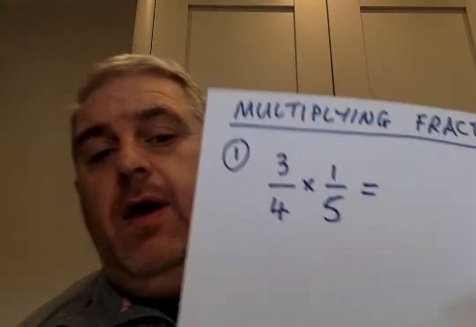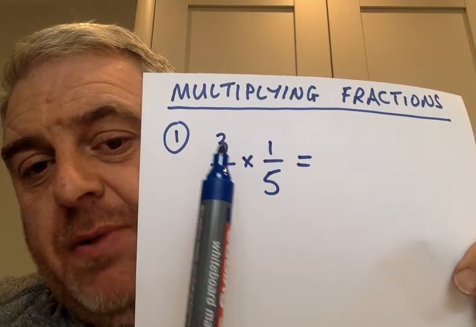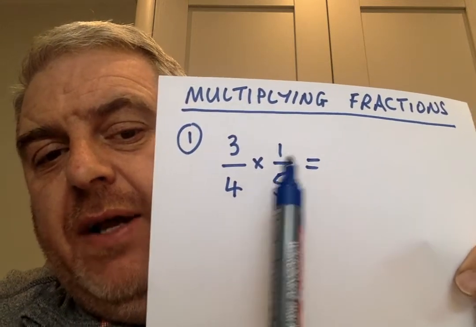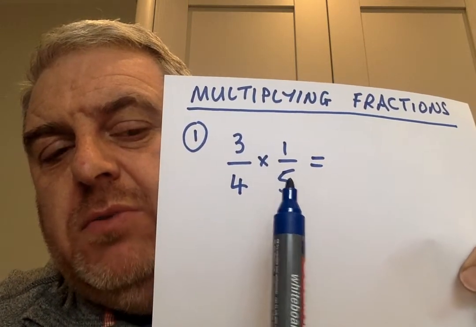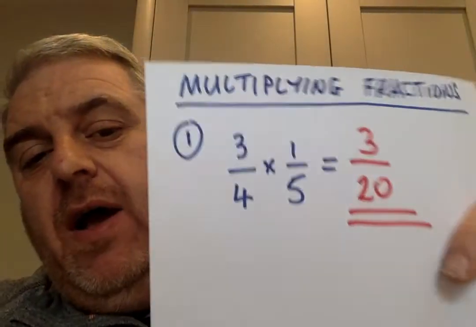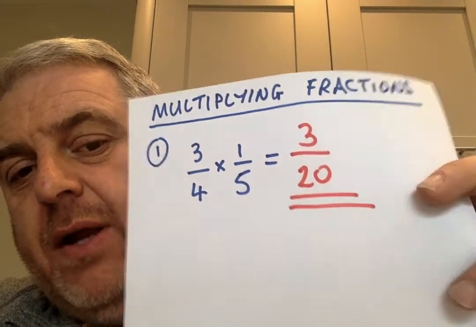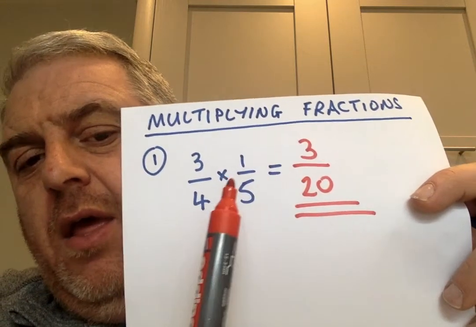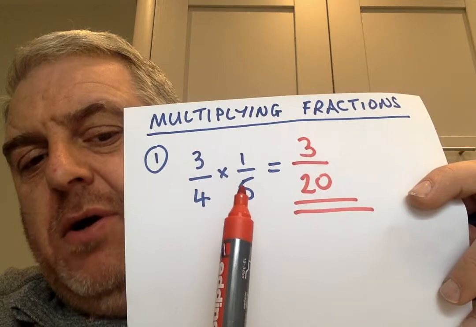So the first one I'm going to look at is 3/4 times by 1/5. Okay, now just remember with fractions, multiplying, it's the top times the top, which gives you what we call the numerator, divided by bottom times bottom, which gives me my denominator. So very simply on this one, 3 times 1 gives me 3, and 4 times 5 gives me 20. That's 3/20.